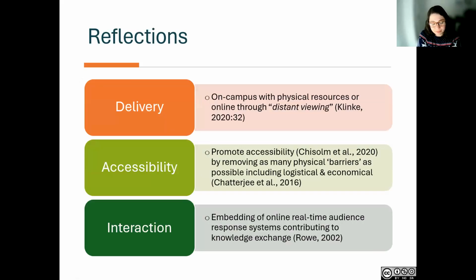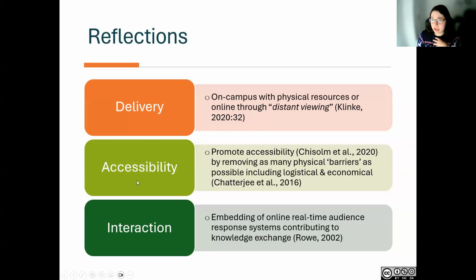So what are the reflections? In terms of delivery, as I said, on-campus delivery with physical resources allows for the engagement of all different senses. On the other hand, online learning through distant viewing is quite important because anyone and everyone can join. It can allow for this multidisciplinary interaction with people from all around the world who may not have been able to join otherwise. So there is this fine balance of delivering on campus versus online and how that can cater to the needs of each learner and each program's cohort.